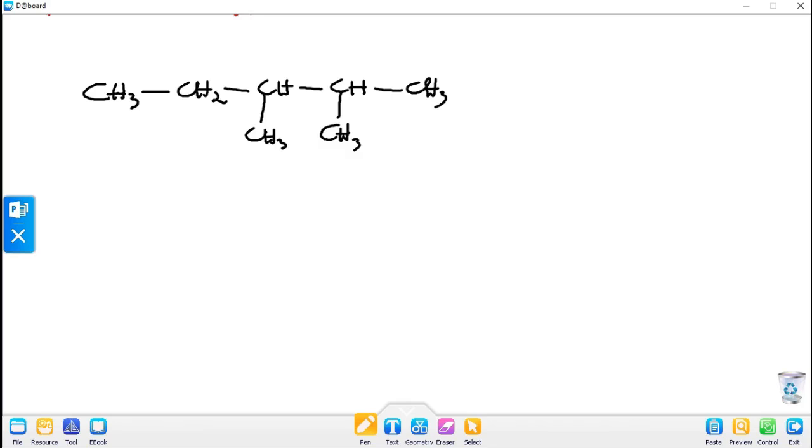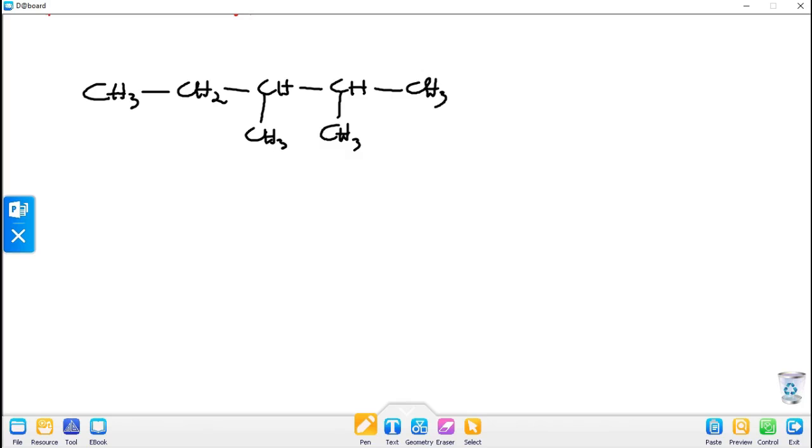two or more side chains of the same kind. So if such happens, the multiplying prefix di or tri or tetra is used to denote that there are two or more side chains that are of the same kind in that hydrocarbon chain. So let us get to see what we really meant by that rule.